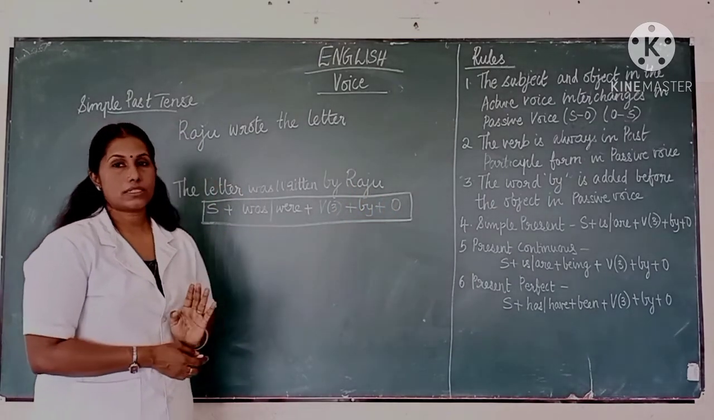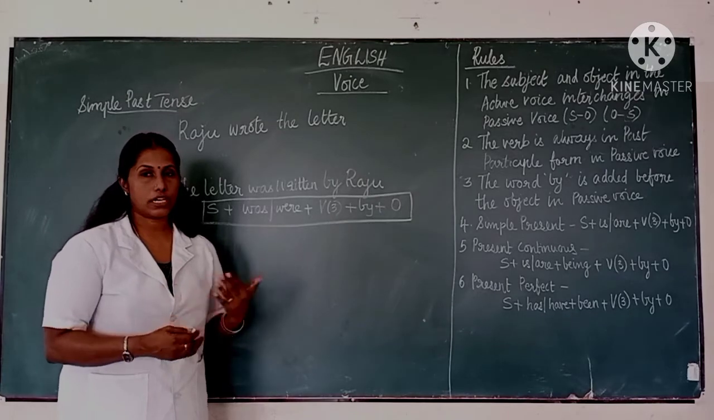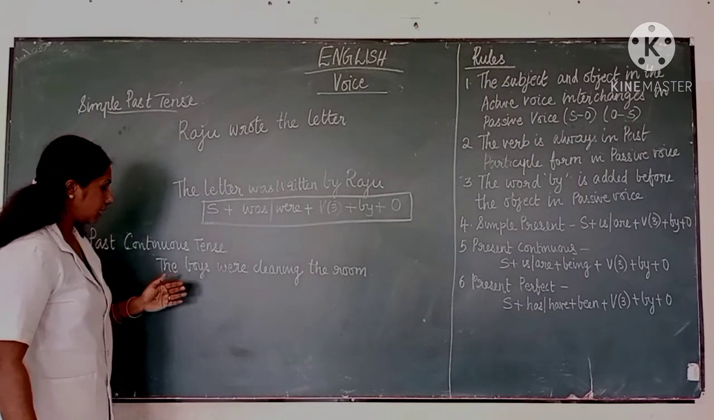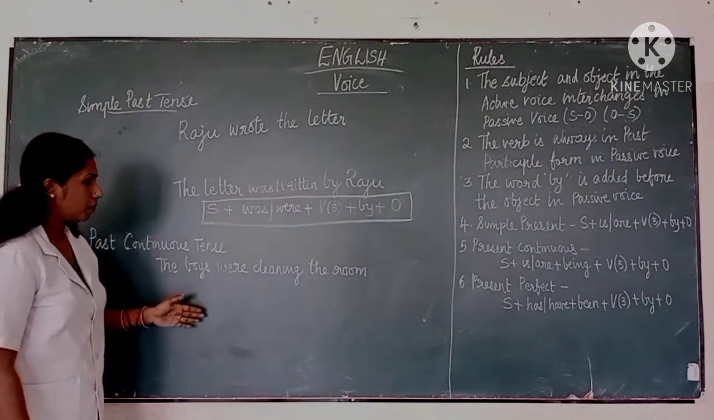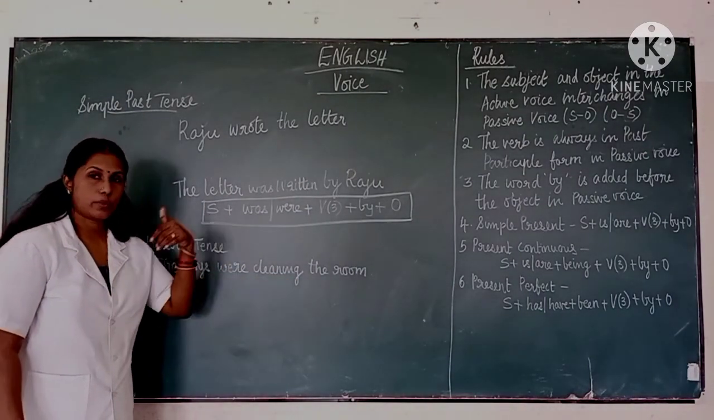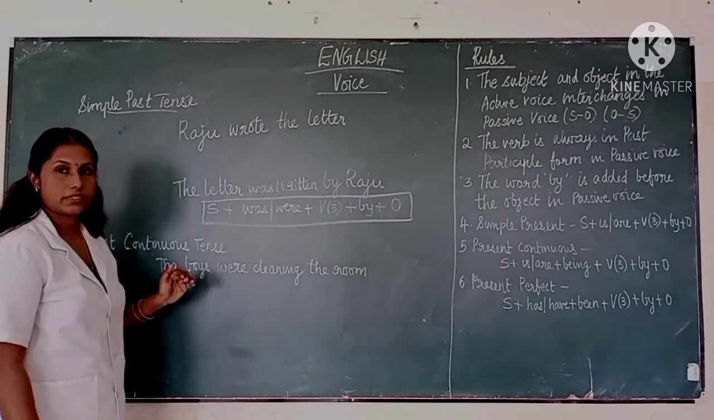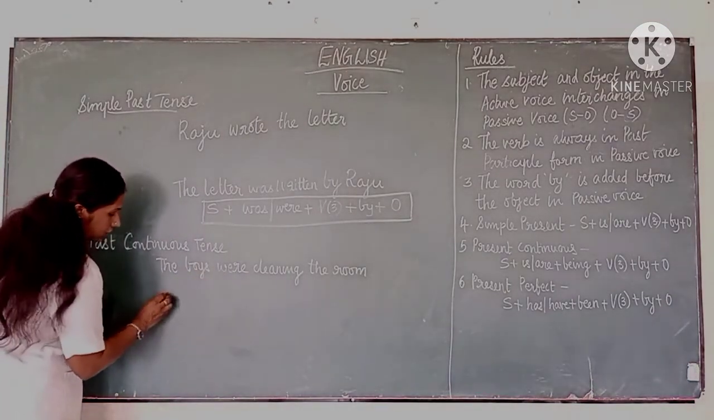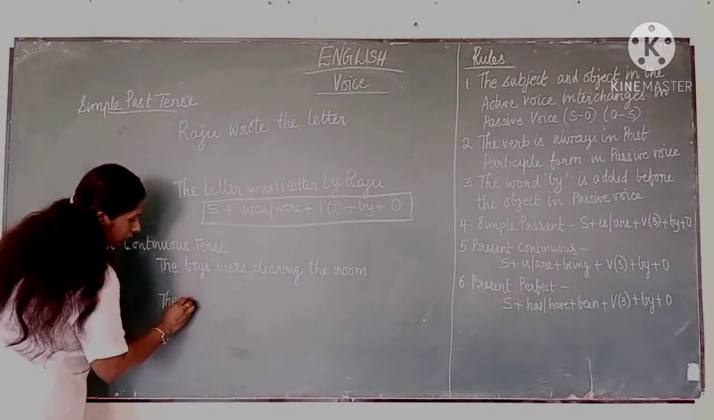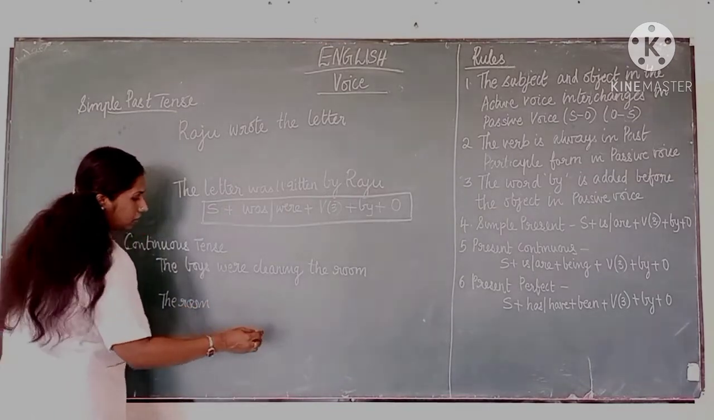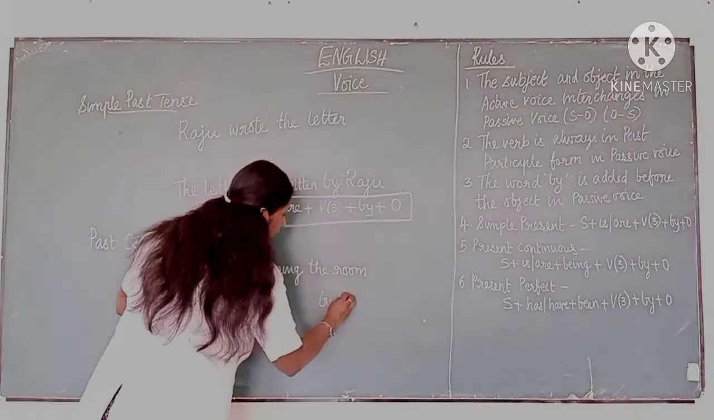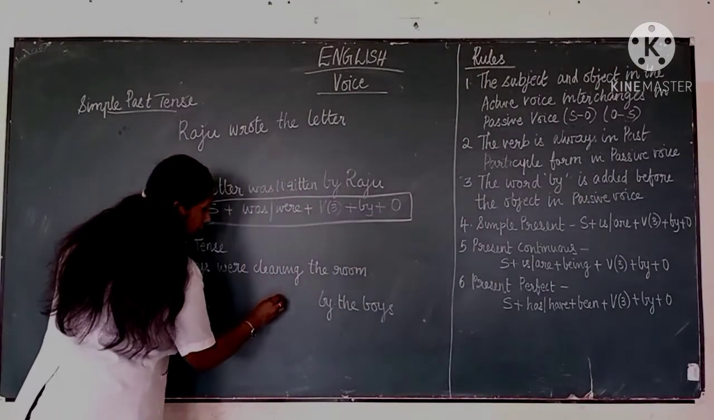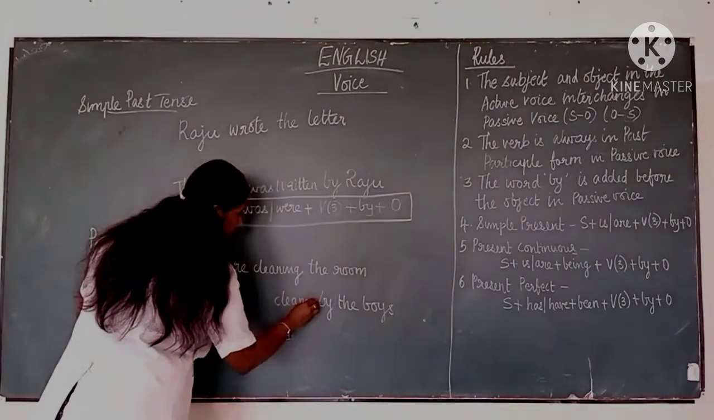Now, past continuous. By now you might have got an idea how past continuous will come. Very easy to remember. We have got the sentence for past continuous tense. The boys were cleaning the room. Now, along with me, let us also change this into passive voice. So yes, you can start. The room, you come over here. By the boys will come here. Cleaned will come here.